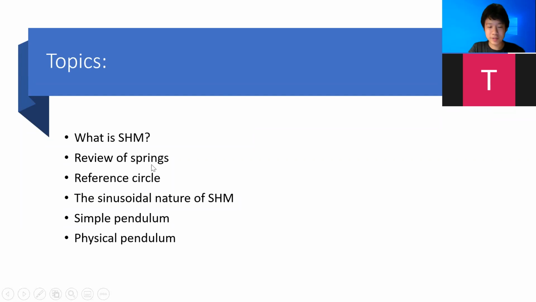And then we're going to review springs. We did springs back in week 7, and we're going to review them because they're really important for today. We're going to look at a reference circle, and then the sinusoidal nature of simple harmonic motion, the simple pendulum, and then the physical pendulum, 2 different types of pendulums. Okay? Go to the topic.